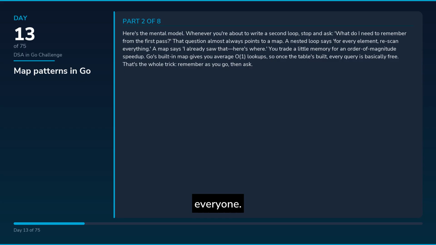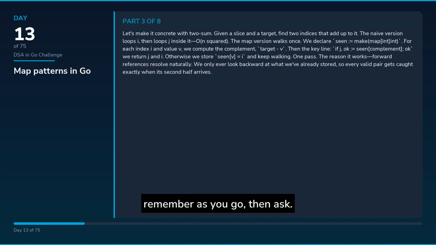That question almost always points to a map. A nested loop says, for every element, rescan everything. A map says, I already saw that. Here's the win. You trade a little memory for an order of magnitude speed up. Go's built-in map gives you average O(1) lookups, so once the table's built, every query is basically free. That's the whole trick. Remember as you go, then ask.